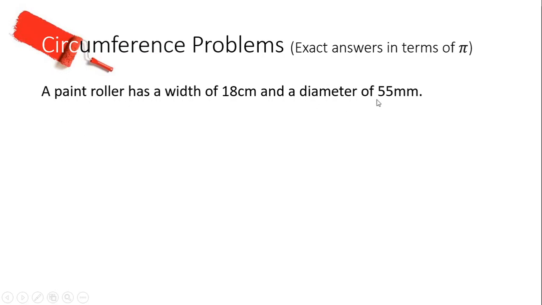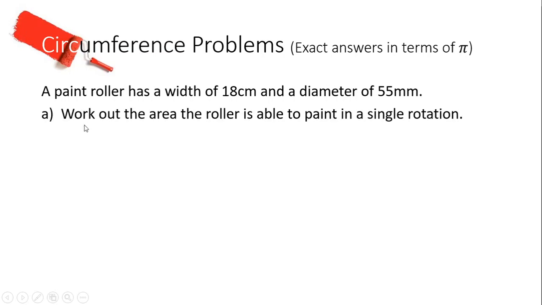diameter, is 55 millimeters. You should be able to work out the area that this roller paints every rotation, because it's going to be a width of 18 centimeters and a length depending on the circumference of that circle of the roller. Right? It's going to make this rectangular shape. Width 18, length, you need to work that out. Work out the area the roller is able to paint in a single rotation, so that one rectangular shape that I just described.